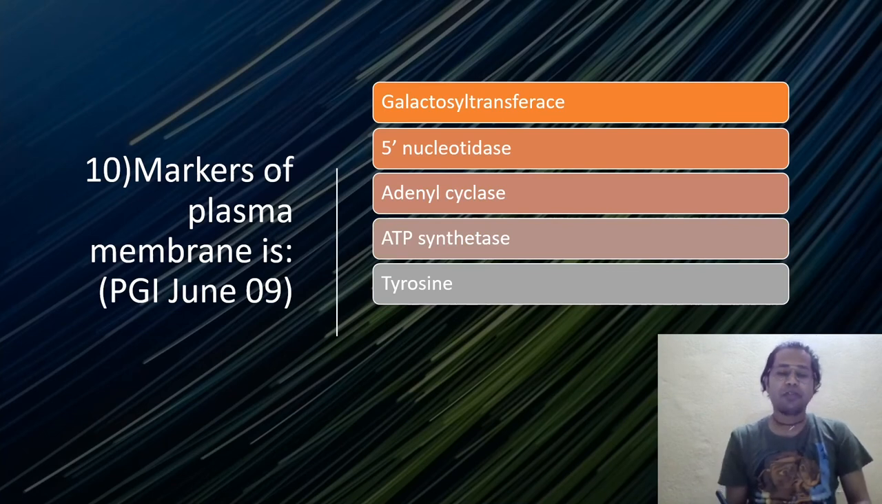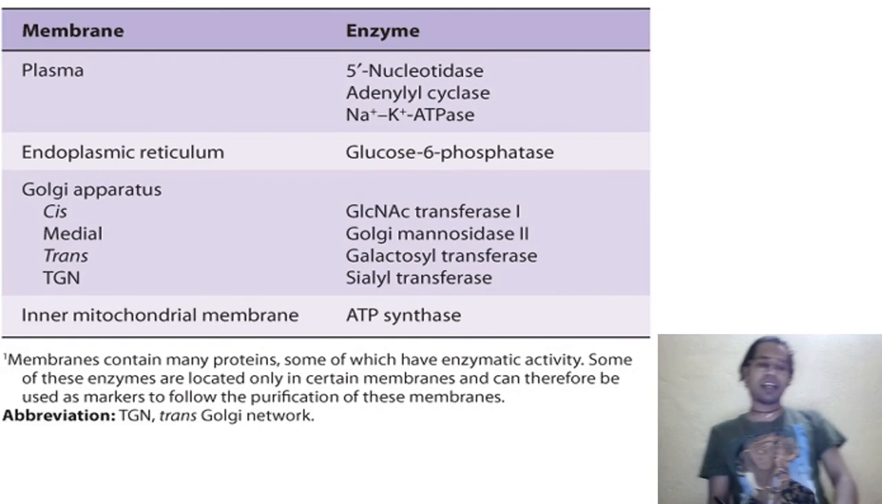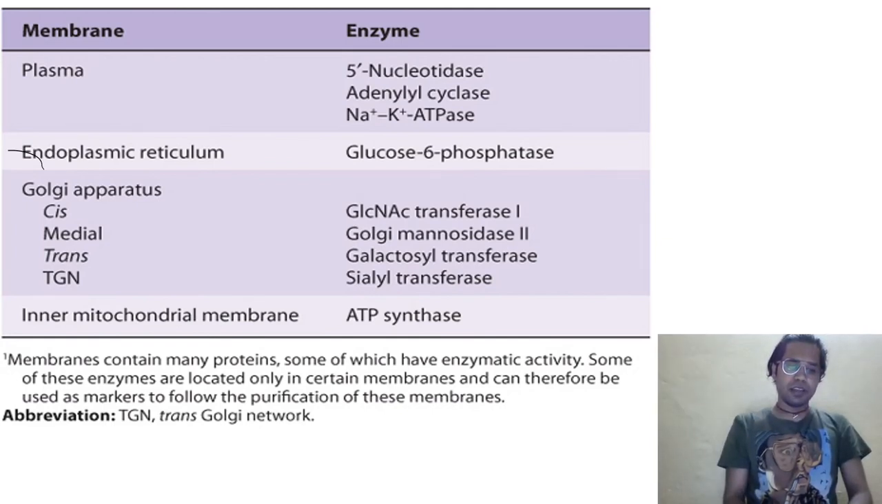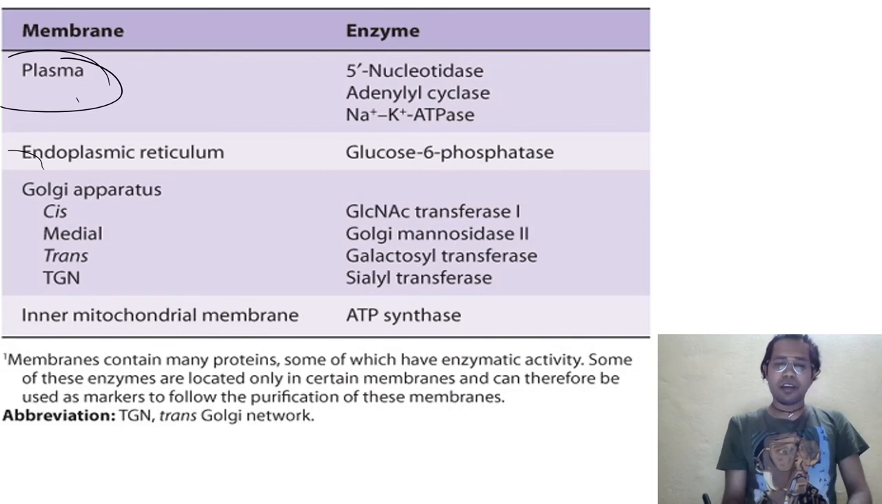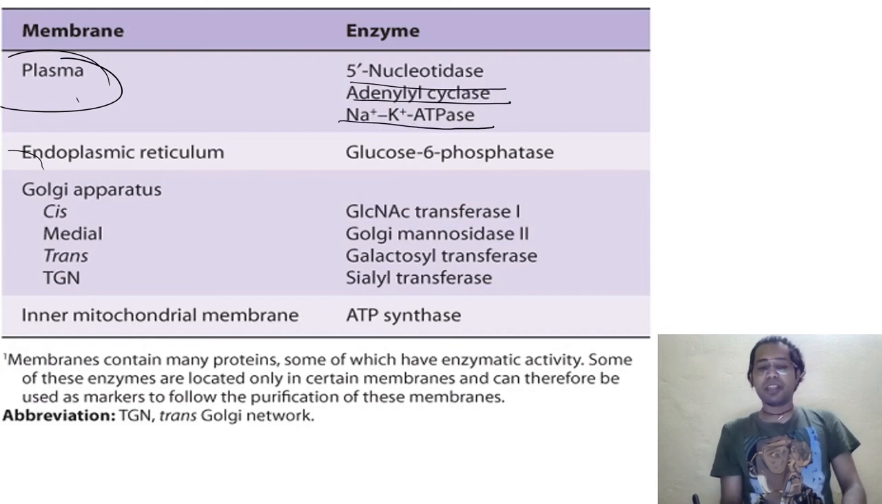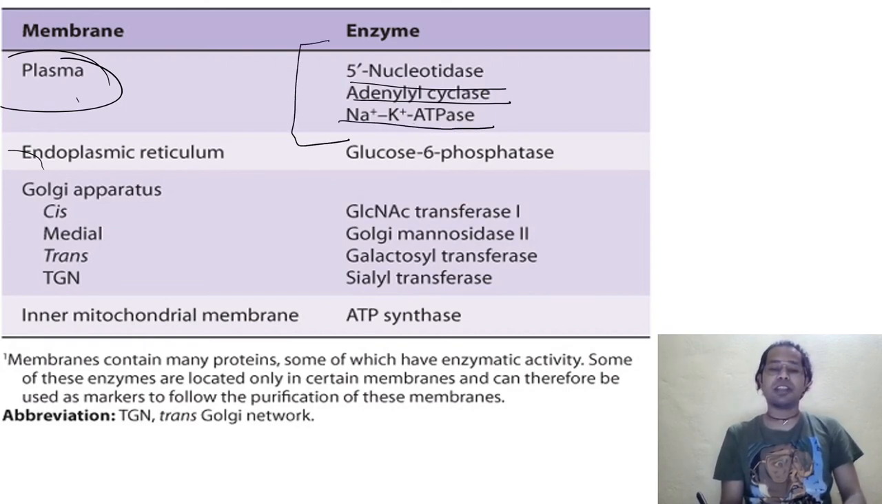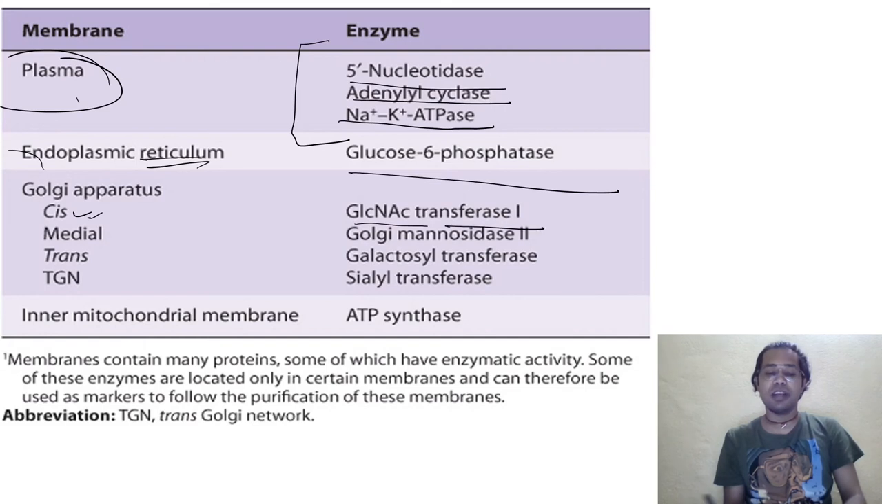Marker of plasma membrane. So marker we have to remember this. See, this is the chart. Marker of plasma membrane are 5 nucleotidase, adenylyl cyclase, Na, सोडियम पोटेशियम ATPase. ये तीन है आपका मार्कर ऑफ प्लाज्मा मेम्ब्रेन. एंडोप्लास्मिक रेटिकुलम का मार्कर क्या है? ग्लूकोज 6 फॉस्फेटेस. गोल्गी अपैरेटस का, this is the one, GlcNAc transferase 1, medial Golgi. So this is the other one, but here we are concerned with plasma membrane. तो प्लाज्मा मेम्ब्रेन है 5 न्यूक्लियोटिडेज, एडेनाइलेल साइक्लेज एंड सोडियम पोटेशियम ATPase.